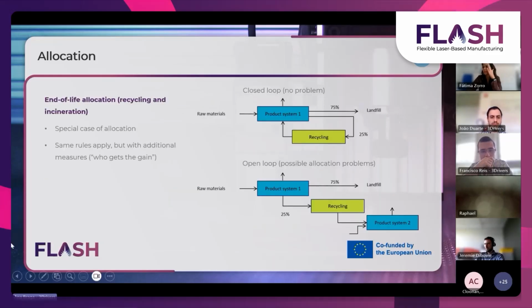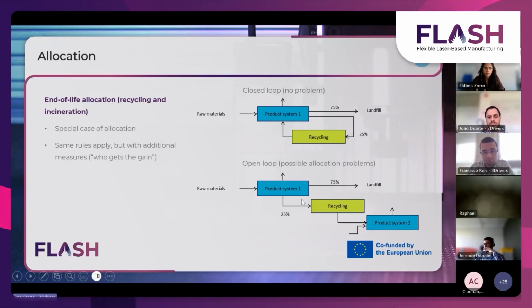And we also have the case of the end-of-life allocation, because when it is a closed loop, we have no problem. We have two end-of-life strategies, that is landfill or recycling, and this complete 25% will enter again the production cycle. But when it is an open loop, it can have some allocation problems that we have to consider, deal with, and solve.